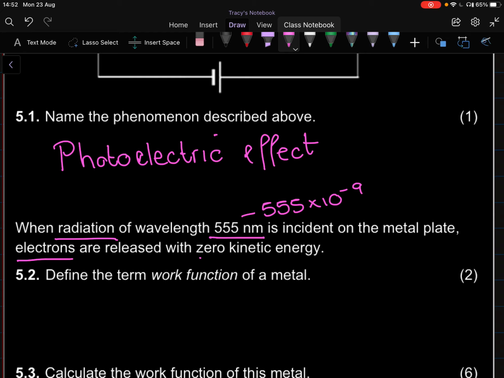Electrons are released with zero kinetic energy. That means this is the minimum frequency needed. Okay, absolute minimum. The electrons are just simply going to get to the surface. They're not going to move.